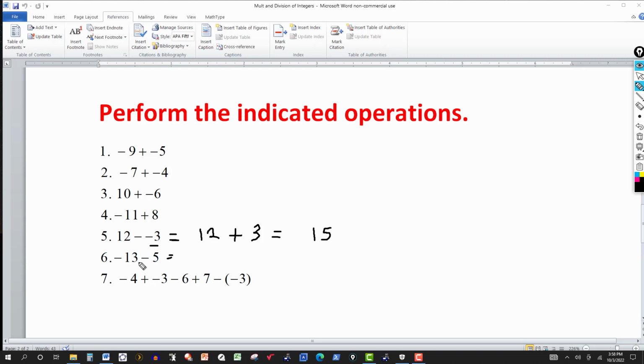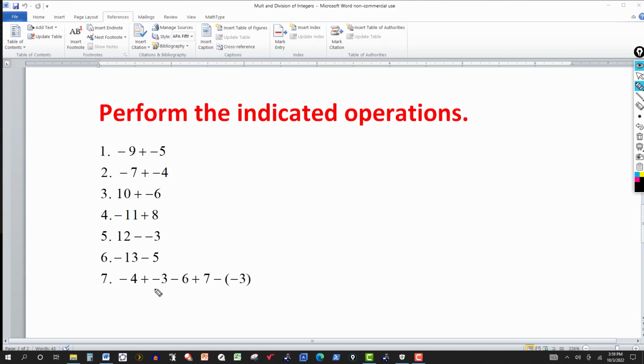For the next one, negative 13 subtract 5. So let's write it. Negative 13. Change the subtraction to addition. That becomes a plus. And then you take the opposite of 5. The opposite of a positive 5 is a negative 5. Now you're adding a negative 13 and a negative 5. Signs are the same. Bring down the sign and add the two numbers. 13 and 5 is 18. The answer is negative 18.